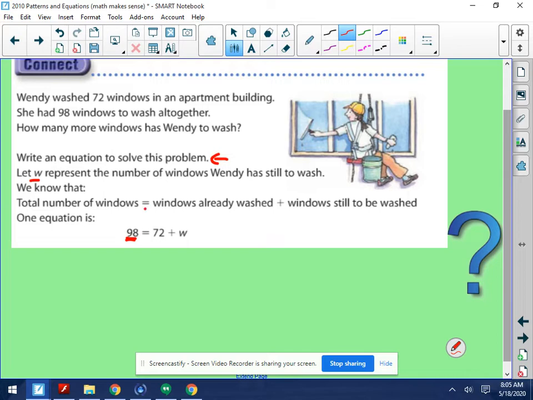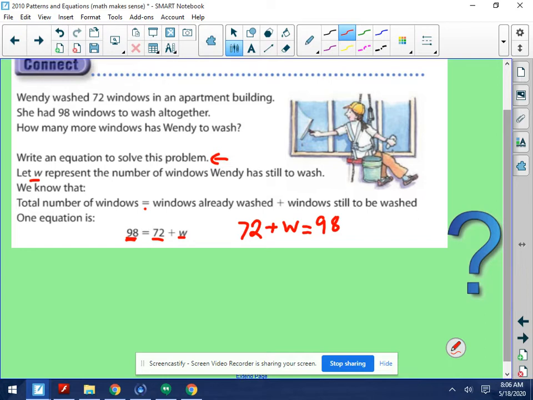98 equals the windows already washed, which is 72, plus the windows that she still has to wash. So there's our equation: 98 equals 72 plus W. Or you could have written it as 72, the windows that she has already washed, plus the windows that she still has to wash, equals 98 windows altogether. Either one of those equations would do.